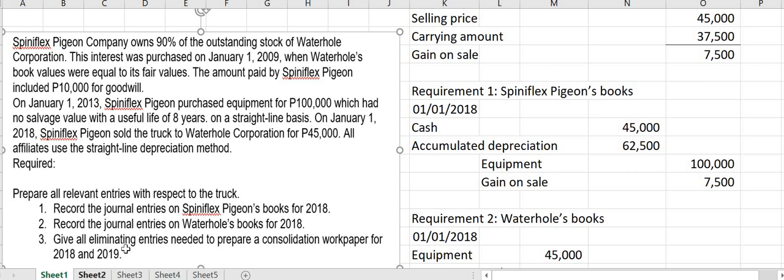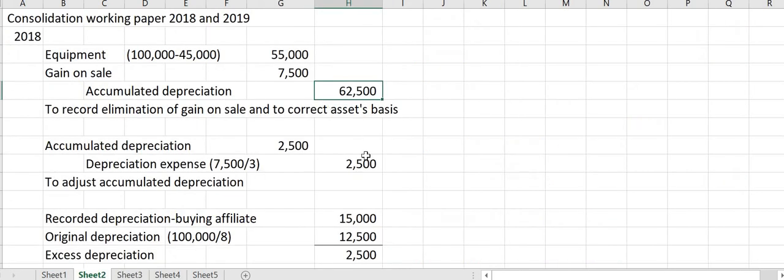The second entry would be to adjust accumulated depreciation, or to record the amortization of our gain. Since we have a gain of 7,500 and 3 years remaining useful life, 7,500 divided by 3 is our amortization of the gain.